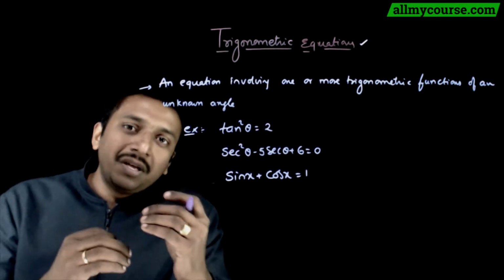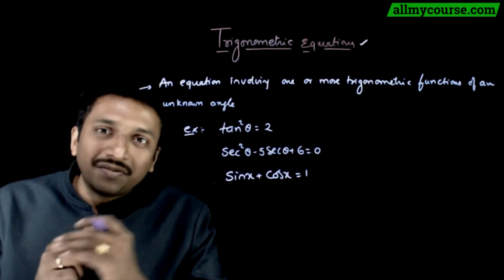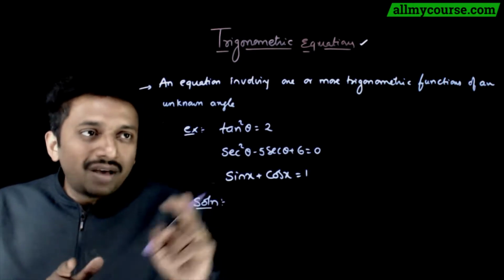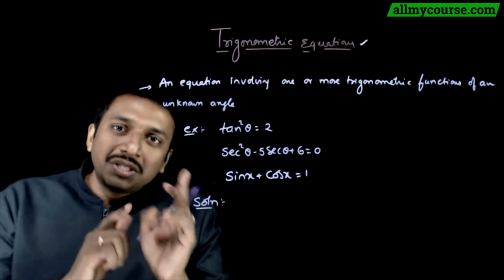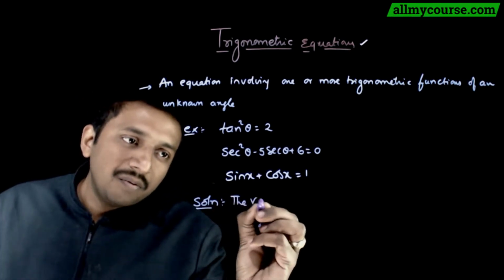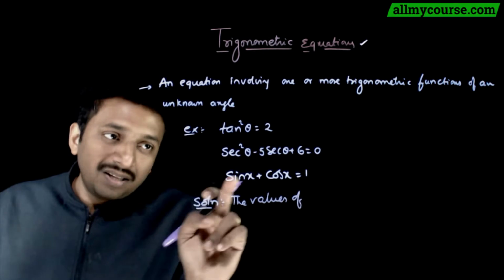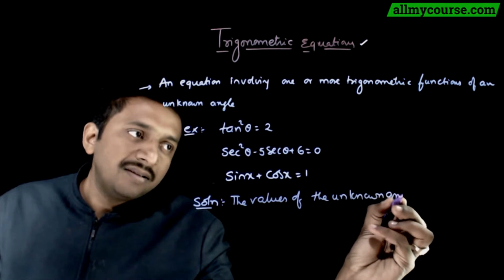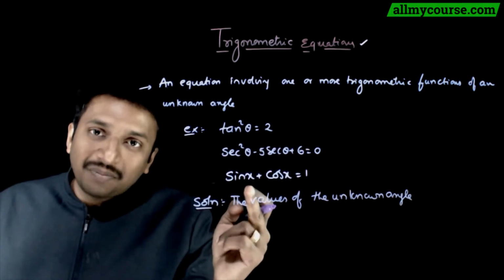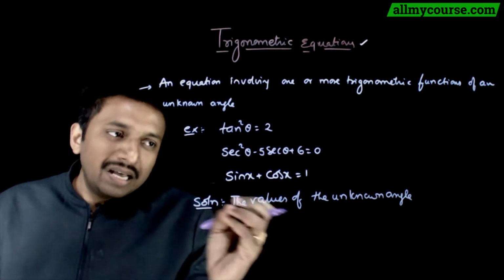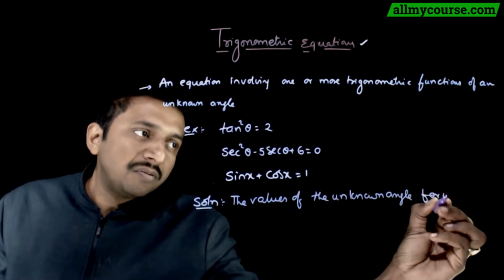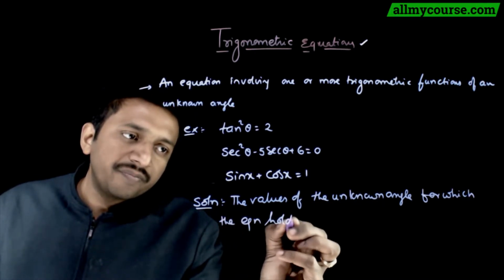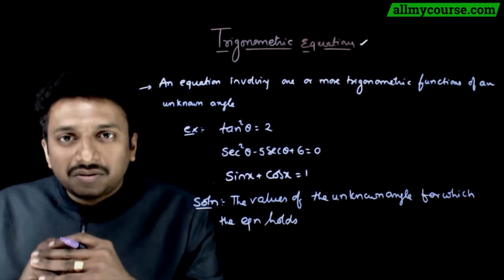So what is the meaning of solving this trigonometric equation? That means you need to find the solution of this trigonometric equation. So the solution of a trigonometric equation is nothing but the values of theta for which this equation is valid. The values of the unknown angle. So it might be theta in some case, x in some case, y in some equation, and so on, whatever it is, the values of the unknown angle for which the equation holds is called the solution of the trigonometric equation.